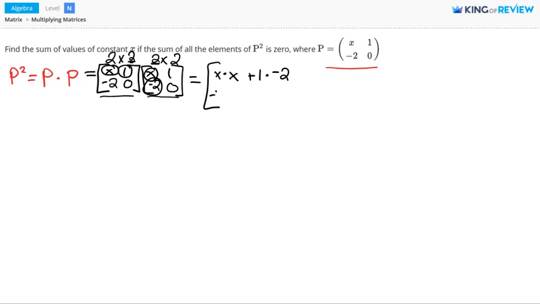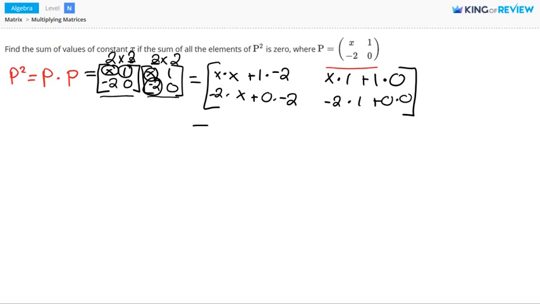Next we have negative 2 times x plus 0 times negative 2. And moving over to the second column, we have x times 1 plus 1 times 0. And our last entry is negative 2 times 1 plus 0 times 0. So now we've set up the math, and now let's just simplify.